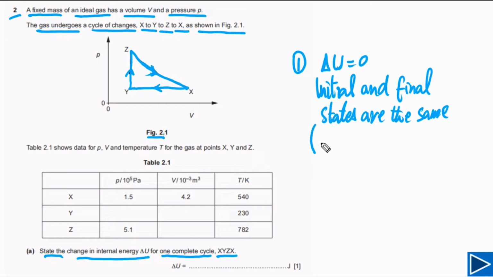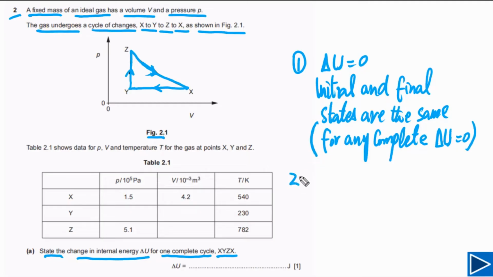Or simply we can say for any complete cycle, meaning if the gas undergoes a cycle of changes, delta U is equal to 0. So this is a very important point. Actually, you need this point to answer this question.